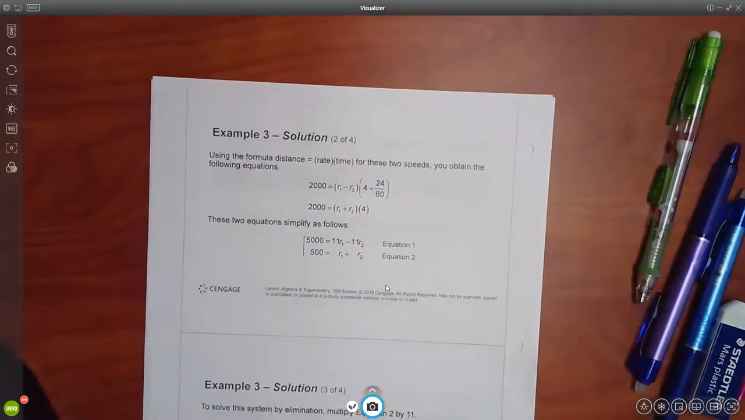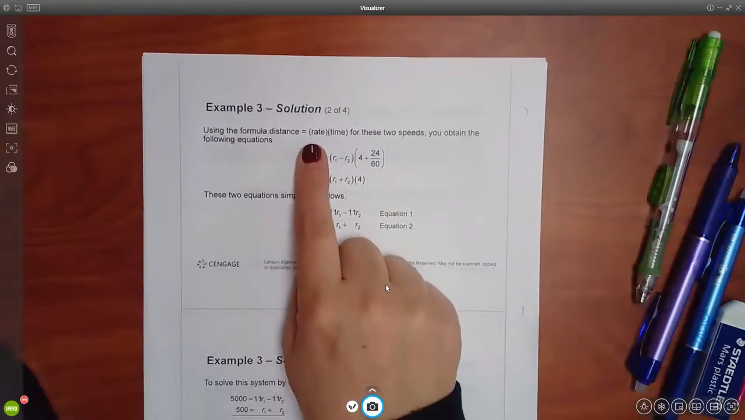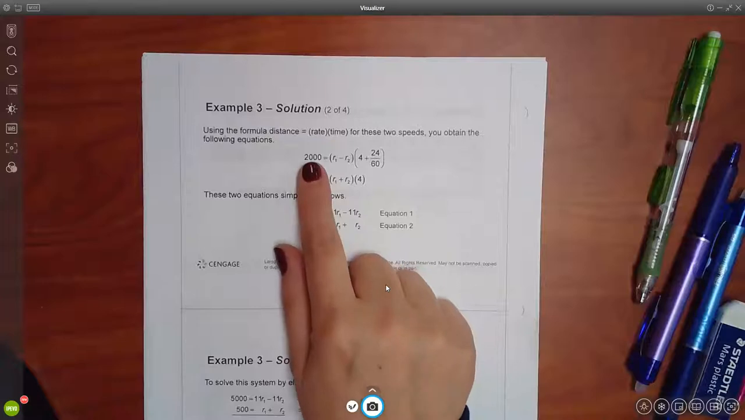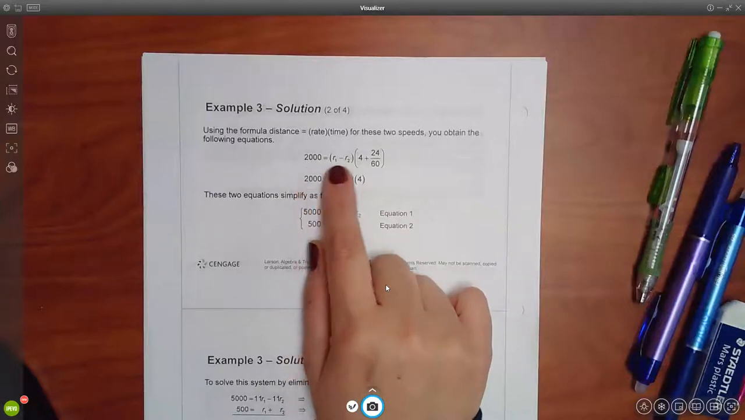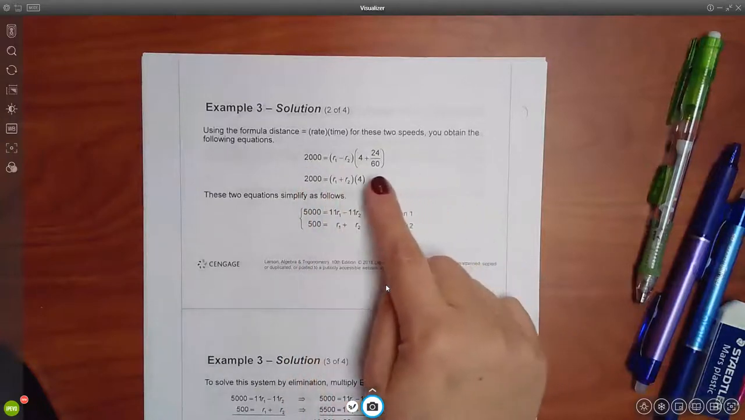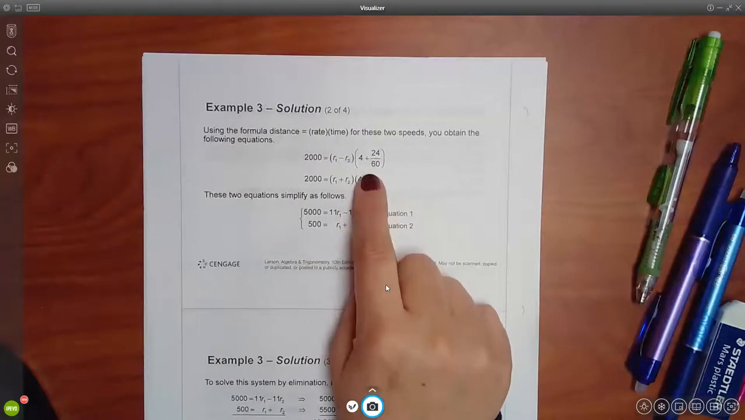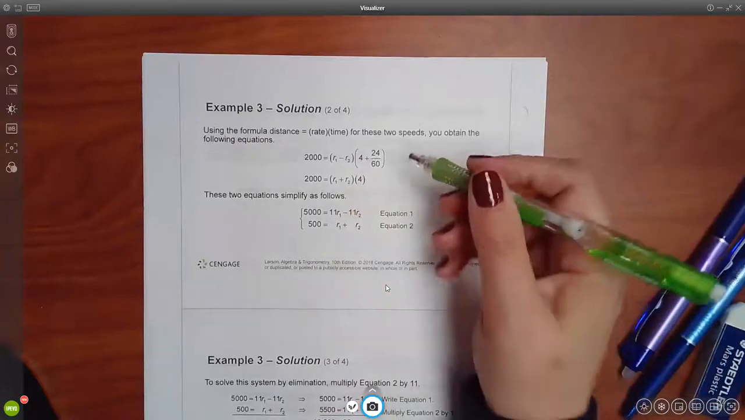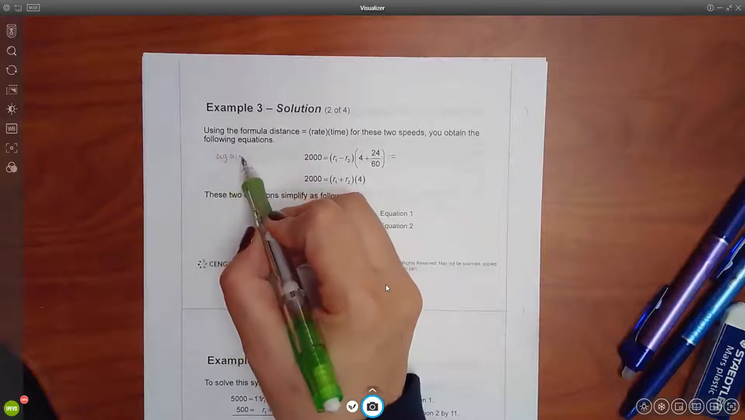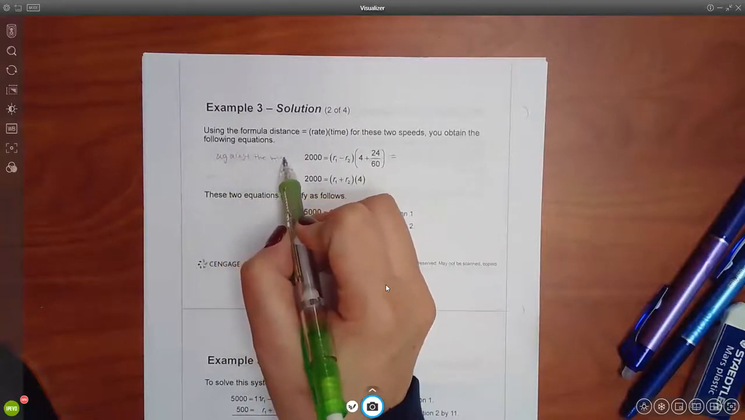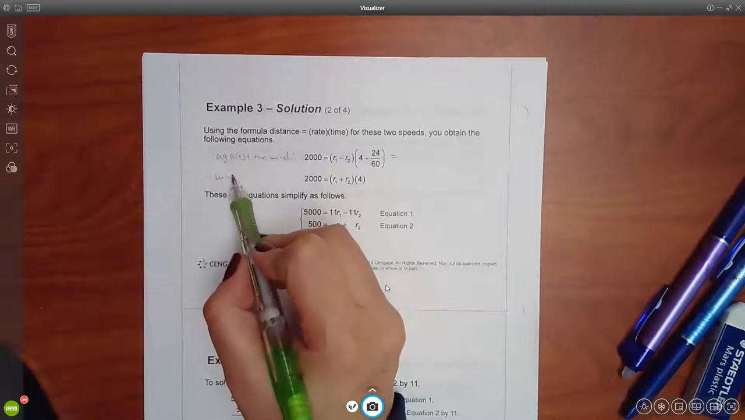So we already know that the distance is the rate times the time. And so if we're gonna take our equations, the total distance is 2000, right? So for the first trip, it's 2000 and then times this. Now where, oh, I'd already converted this to 4.4, didn't I? They're just converting it to 4.4. So for me, if I were writing the distance against the wind and then with the wind.